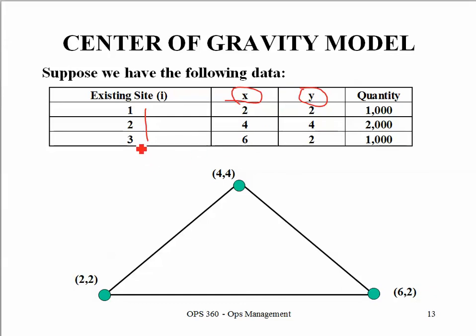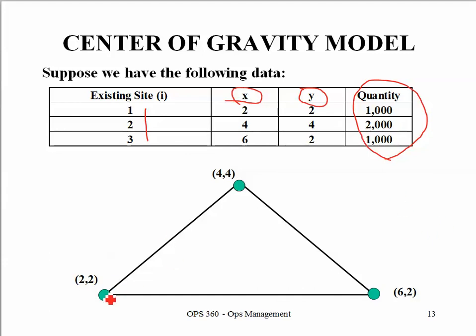And similarly, the third existing site, either a customer or a supplier, is 600 miles east of the reference point and 200 miles north of the reference point. Over here, I've got the annual quantity in terms of tons of product being shipped or expected to be shipped between each of these existing sites and my proposed facility, I should say.